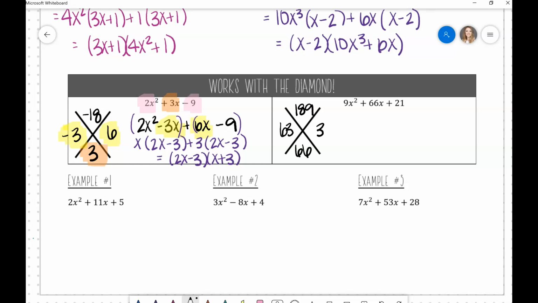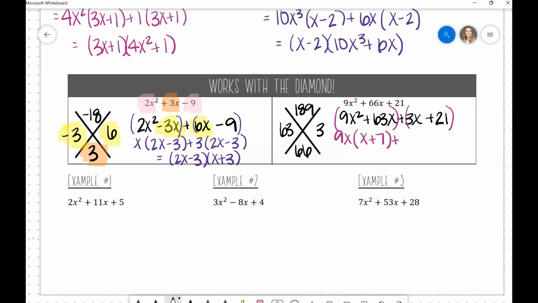Both will be positive. That tells me how to split apart the 66x's. So 63x plus 3x. And I still just have 21. From here now, factor by grouping. Factor out our greatest common factor here. That would give us a 9x. We'd be left with an x plus 7.